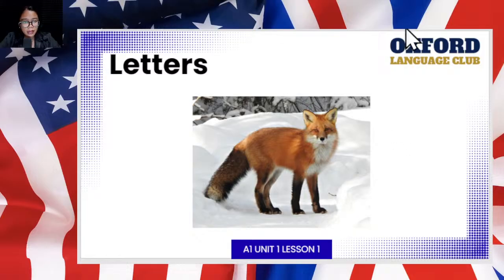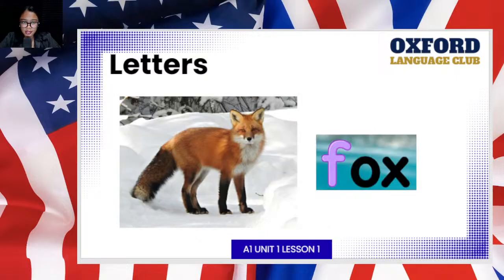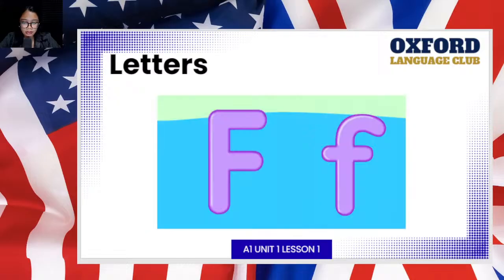An animal. What's this animal? This is a small animal with a bushy tail. So this is a fox. Again, fox. What's the letter? Letter F. How do we pronounce it? What's the word here? Fox. So it starts with letter F. Next.